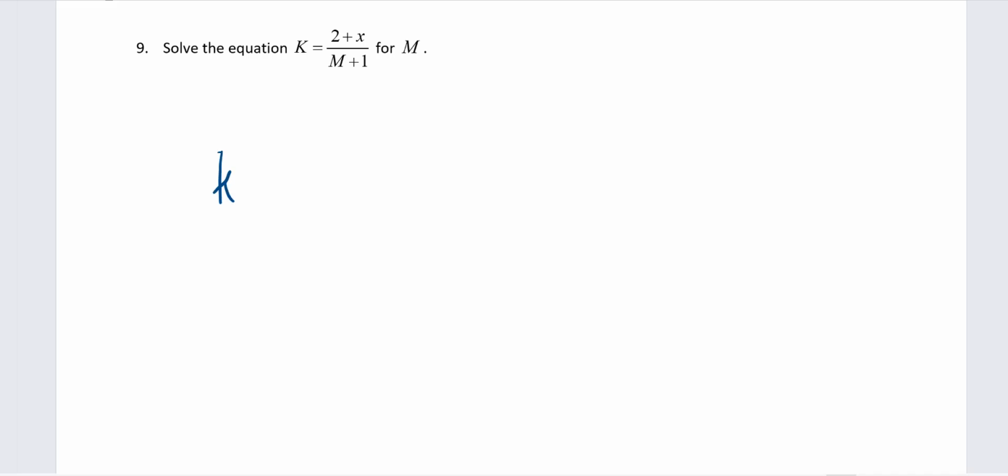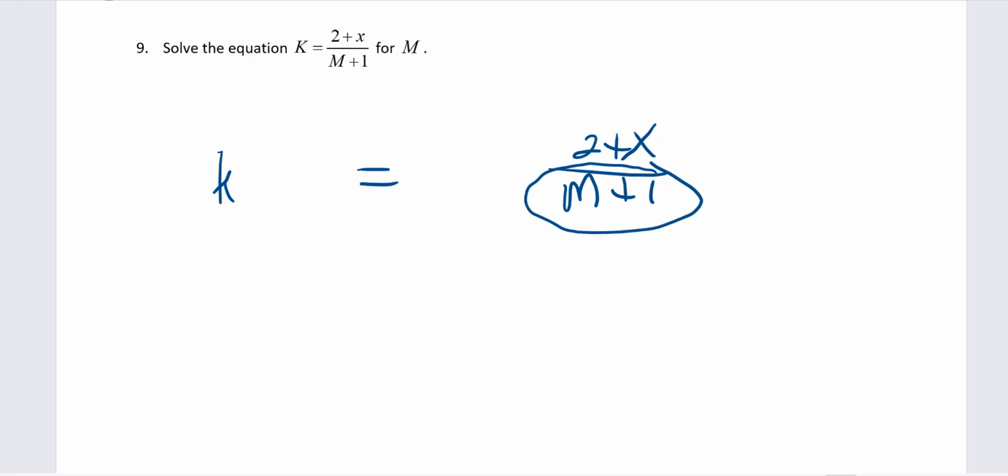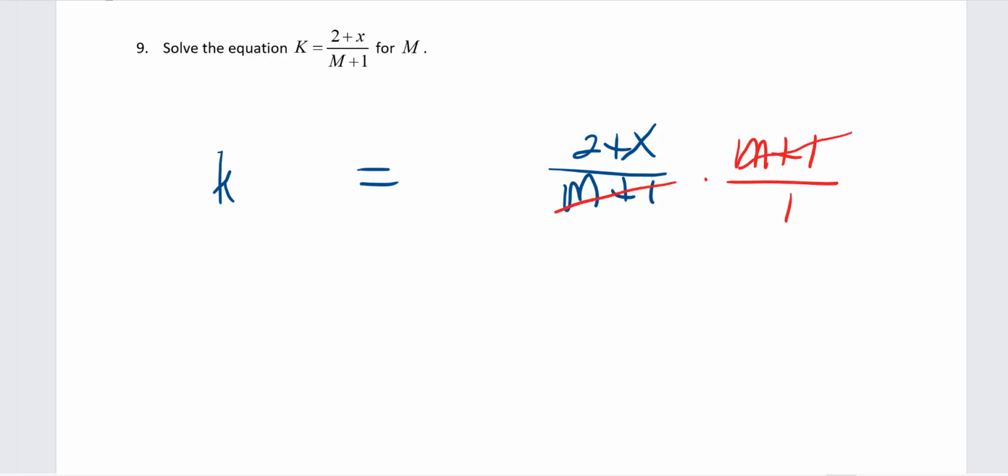I've got k on the left side, and I've got 2 plus x over m plus 1 on the right side. If I want to get the m out of the denominator, there is no reasonable way to do it besides taking the m plus 1, the whole thing, out of the denominator. How do I do that? Well, I'm going to multiply the right side by m plus 1 over 1, which is the same as just saying m plus 1. Because I know since the top and the bottom match exactly, they're going to cancel. And since I multiplied the left side by that, I multiply the right side by m plus 1.